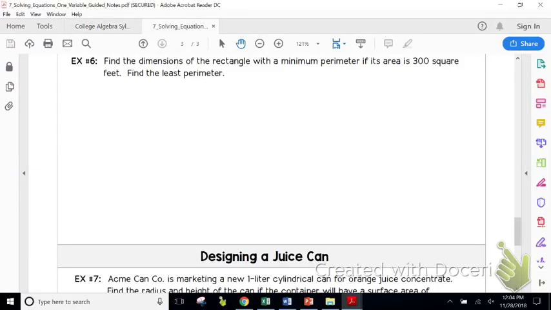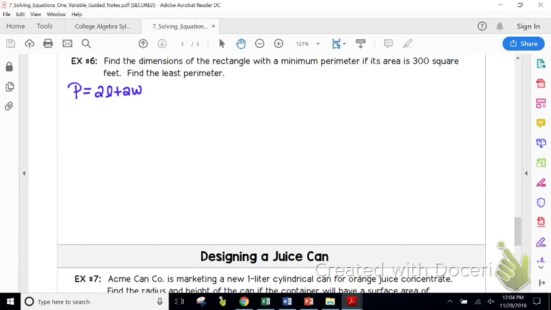All right, example 6 says, find the dimensions of the rectangle with the minimum perimeter if its area is 300 square feet. Find the least perimeter. So, we're after perimeter. What do we know about perimeter of a rectangle? The perimeter, all sides added together, is 2L plus 2W, right?